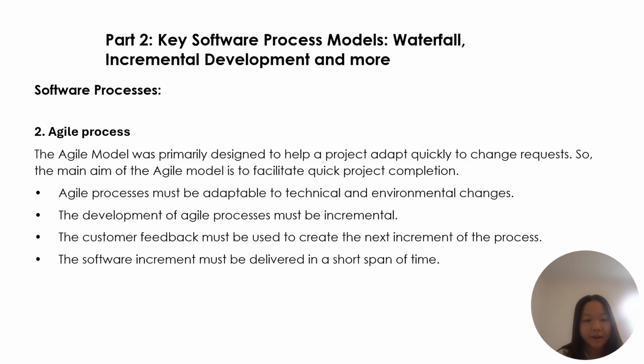And the other software process type is agile process. What about the main characteristics of agile process? The agile process must be adaptable to technical and environment change. It must be incremental. The customer feedback must be used to create the next increment of the process. And the software increment must be delivered in a short span of time.